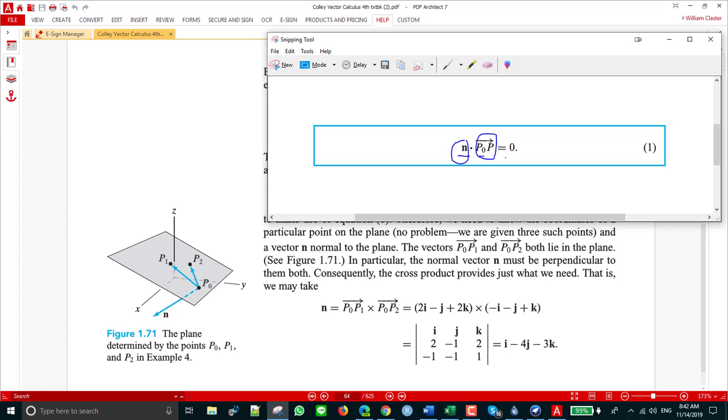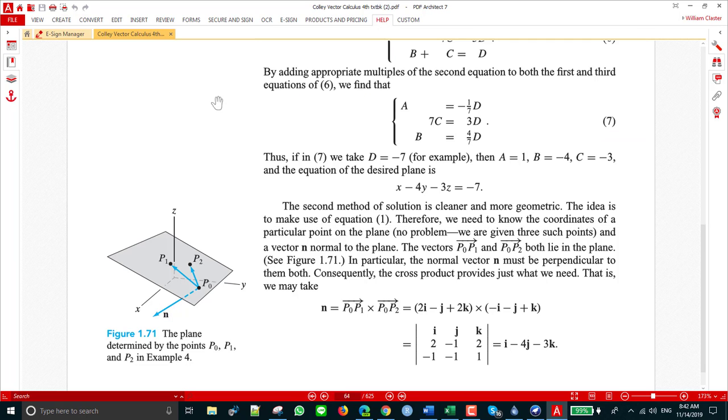Then we'll have the n, and we'll have this, and we can just write this equation, and that will generate the equation that we're looking for. It will generate the same type of equation that we got by doing substitution. The vectors P0P1 and P0P2 both lie in the plane. So if we take their cross product, n must be perpendicular to both of them.